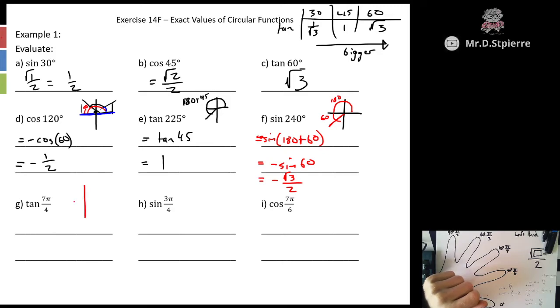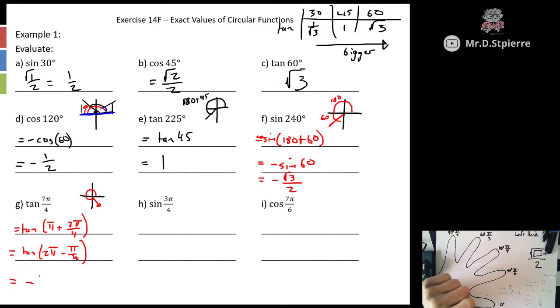Tan 7 pi on 4, okay, so that's the same as tan of pi plus 3 pi on 4, which we could also write as the same as tan of 2 pi minus pi on 4. Okay, so that puts us in the fourth quadrant. That means tan is negative there, and then tan of pi on 4 is equivalent to, so pi on 4 is the same as 45 degrees, so it is going to be negative 1.